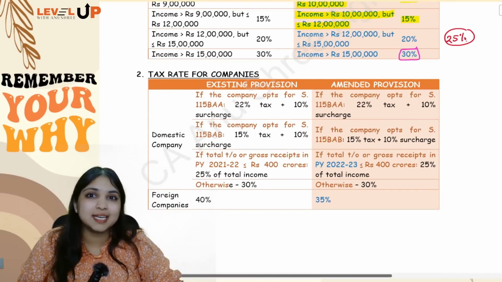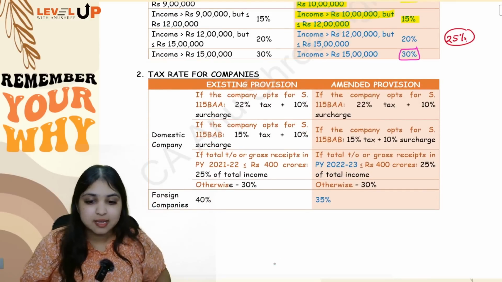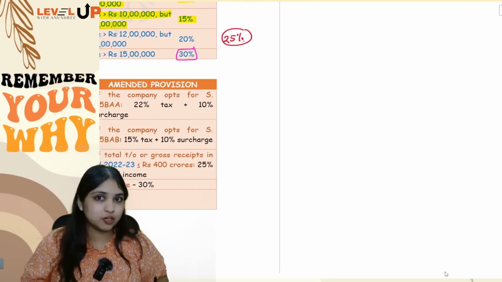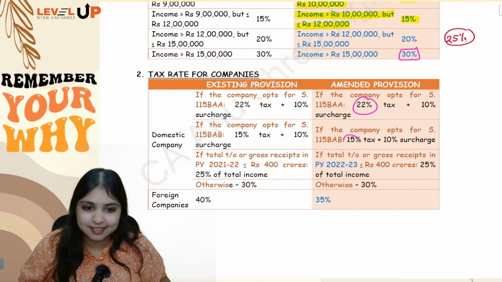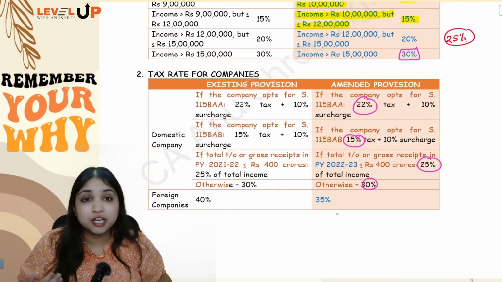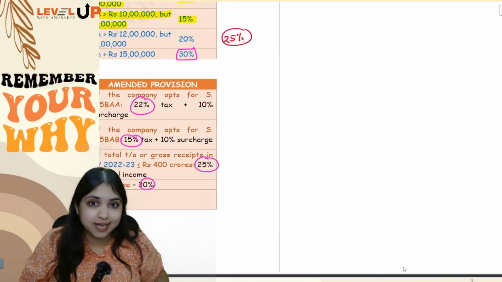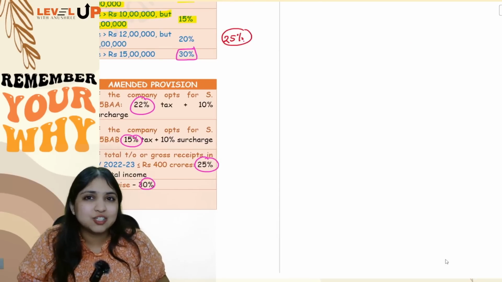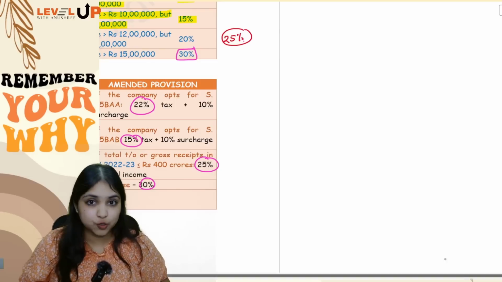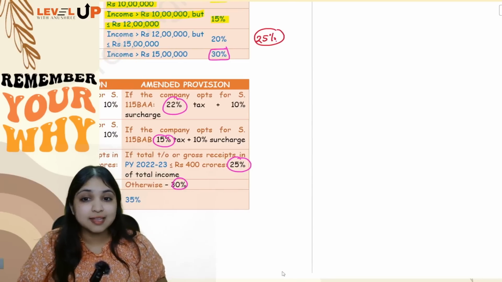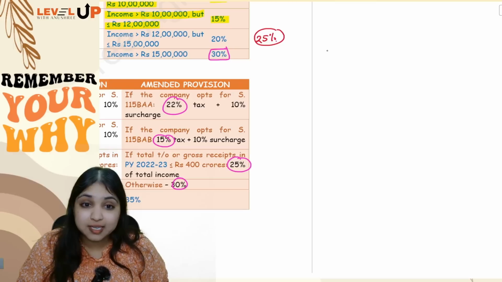Then comes your second amendment, which is applicable for companies. I'll explain it to you over here. For companies, there are multiple tax rates. There are 4 tax rates. And generally, students get confused about when to apply which tax rate. So generally, I tell students to follow a certain sequence. The same sequence I'll put over here. The first thing that you will check is whether your company is a domestic company or a foreign company.